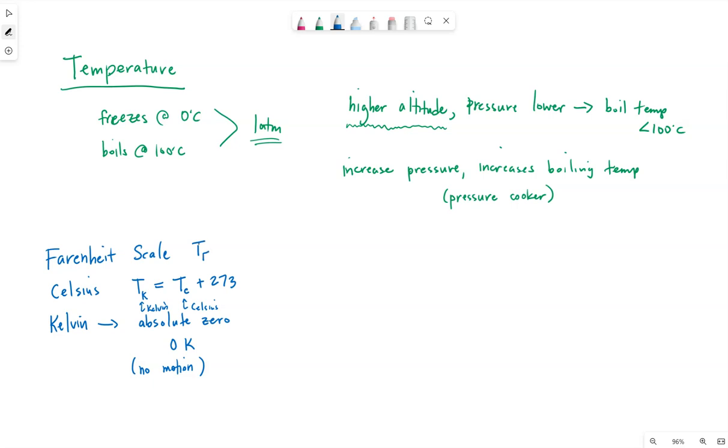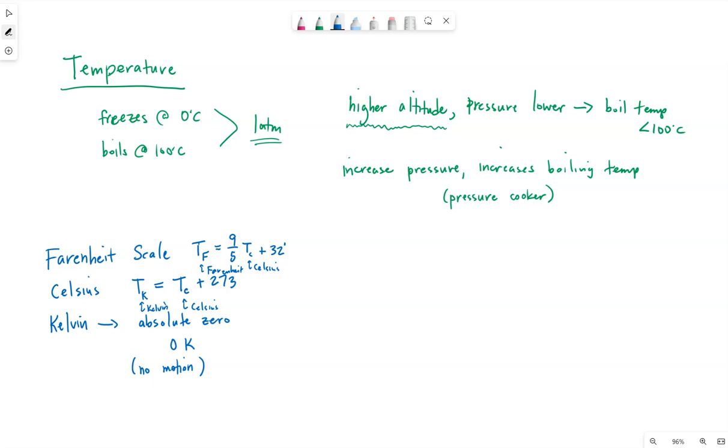To convert between the temperature in Fahrenheit and Celsius, the conversion looks like this. It's not quite as straightforward, but it's not hard to calculate. So T sub C means our Celsius temperature, T sub F means our Fahrenheit temperature. And so we can convert back and forth between those.